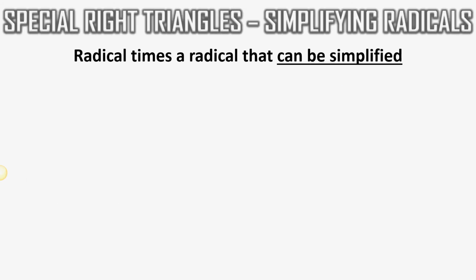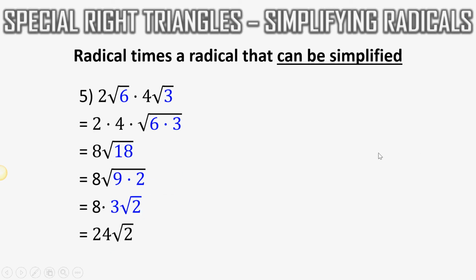So radical times a radical that can be simplified makes you take another step. So in this problem, looks similar to what we just did before. The 2 times 4, the coefficients outside, we'll group those together. 2 times 4 is 8, and we'll bring that down until the next to last step. But this radical 6 times radical 3, I'll pull together and have radical 6 times 3. And when I simplify that, it's radical 18. Make sure you leave the radical symbol until you have taken a square root.